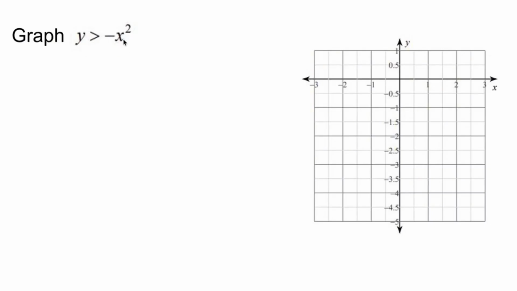Graph y equals negative x squared. Well, what we can do to figure this out is we know that regular x squared is a parabola that looks like this. So graphing y equals negative x squared is going to be the same thing but upside down. Now, if you need a few values, that's fine.